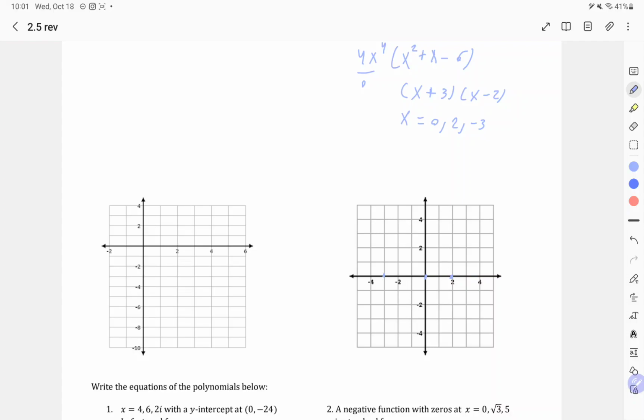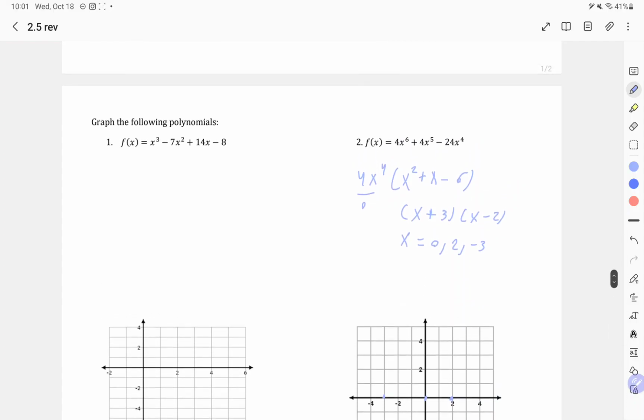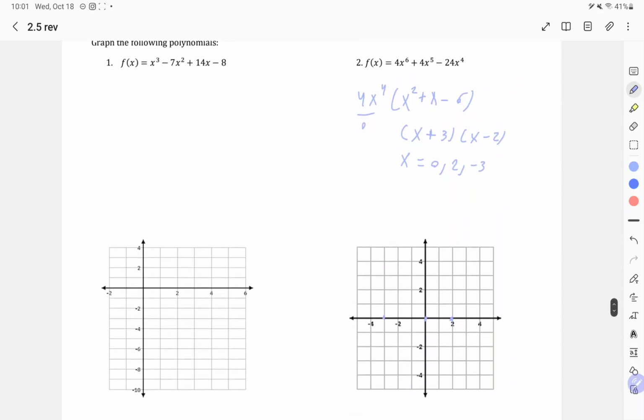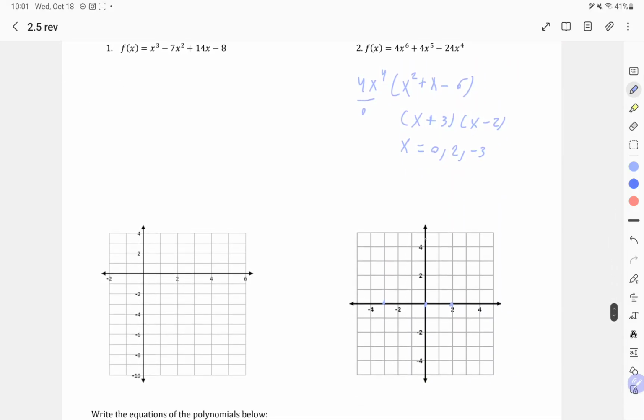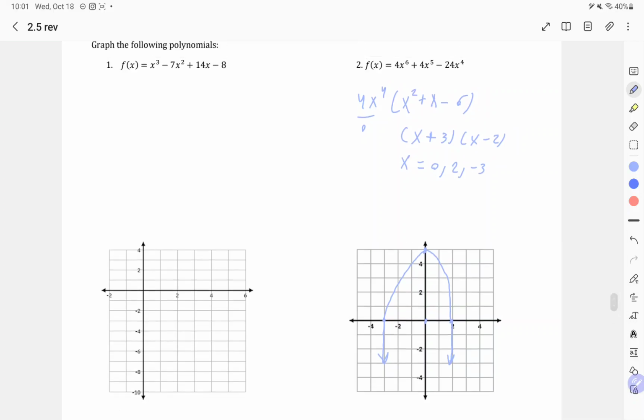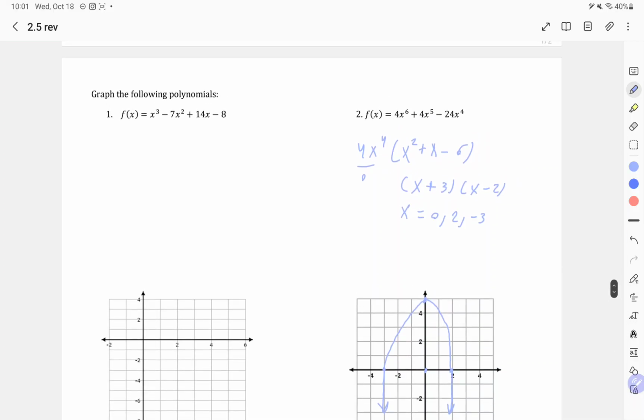So there you go. All right, what does it look like? Let's see. All right, we got a nice graph like that. That is how we graph the first one. All right, next one.